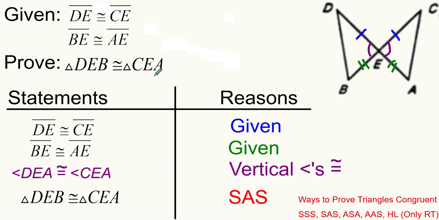So again, the proof statement is always last. Start with your givens one at a time, and always ask yourself, what else do I know about the situation based on these givens, or what can I assume from the diagram to fill in the remaining steps?